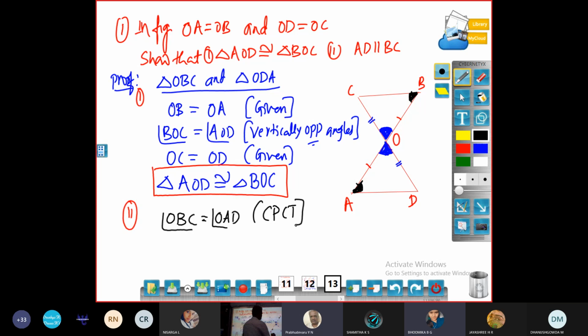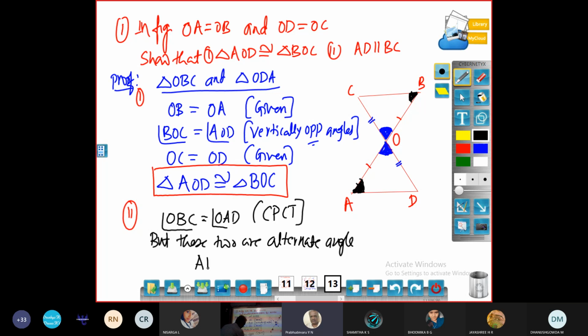See, but these two, look at this. I have shaded here. These two are what kind of angles? Look at this: BC and AD, and BA as a transversal. These two are alternate interior angles. Once the alternate angles are equal, the lines must be parallel. Therefore, I can write AD is parallel to BC because the alternate angles are equal. Is it clear? Yes, sir.